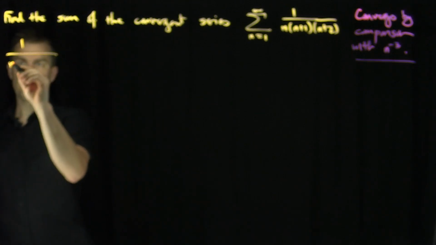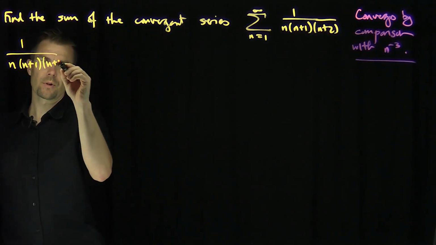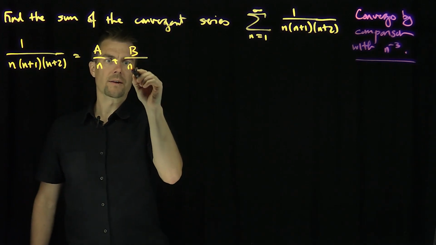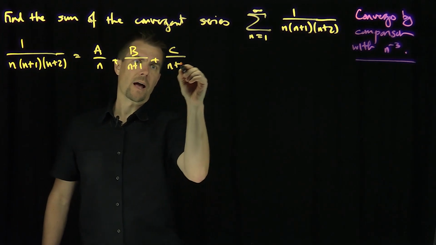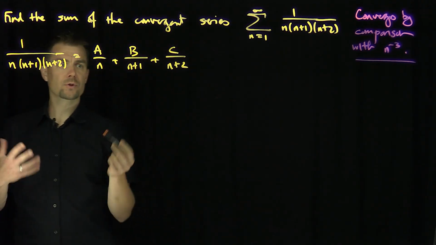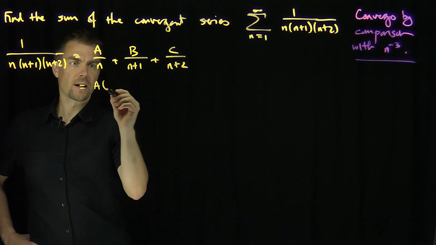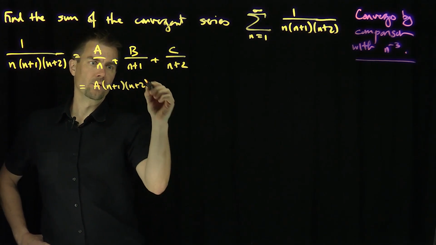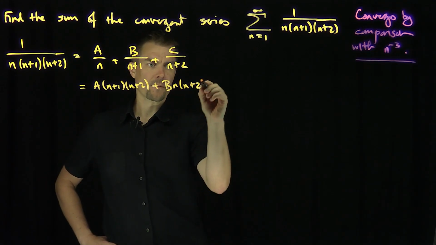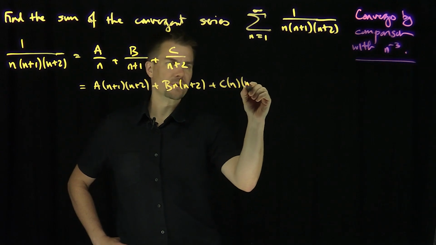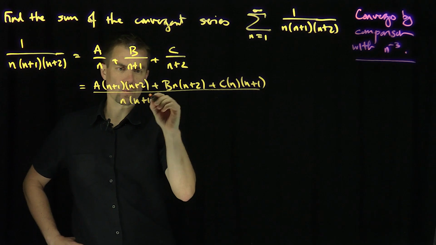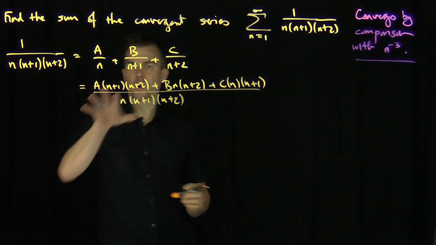So I know that 1 over n times n plus 1 times n plus 2 is going to be a over n, because they're all linear, plus b over n plus 1 plus c over n plus 2. Now how are we going to find a, b and c? We can just combine like terms: this is going to be a times n plus 1 times n plus 2 plus b times n plus 2 plus c times n plus 1, all over n times n plus 1 times n plus 2. And I equate this to 1.